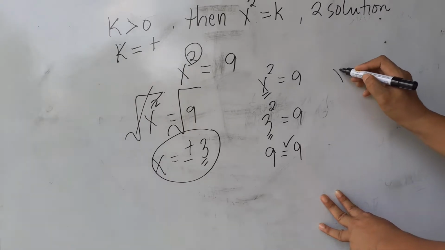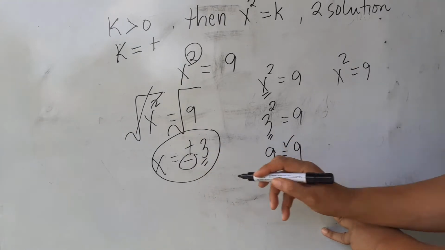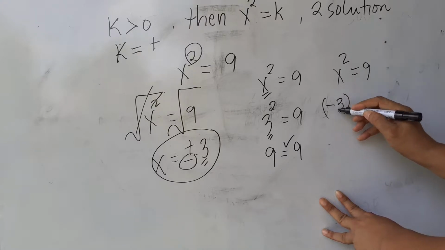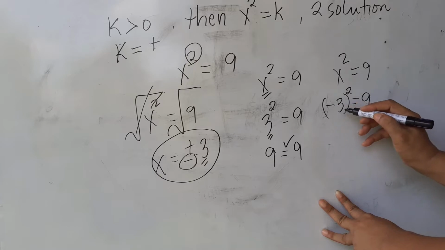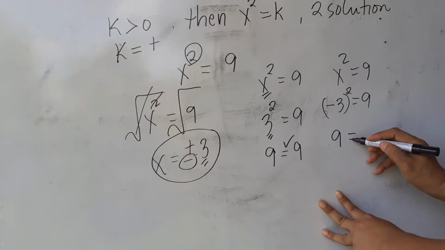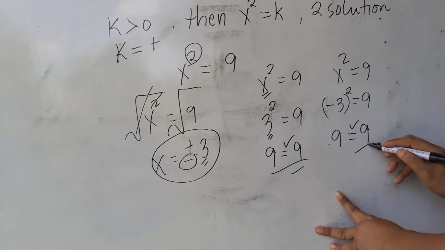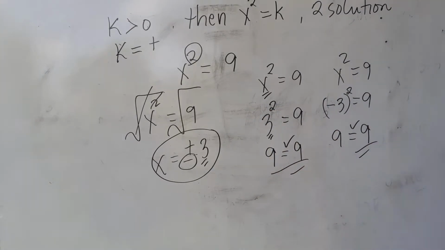Next one. X squared is equal to 9. Ang isa naman pong value pa ng x natin ay negative 3. We have negative 3 raised to the second power is equal to 9. So, negative 3 raised to the second power is equal to positive 9. Check po siya. Kaya po, naging dalawa yung ating solution, which is positive 3 and negative 3.